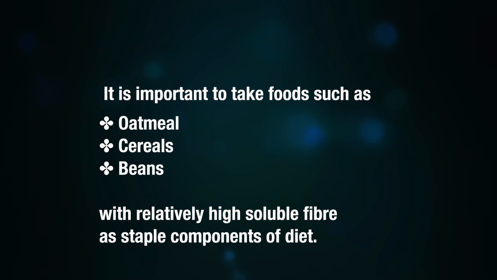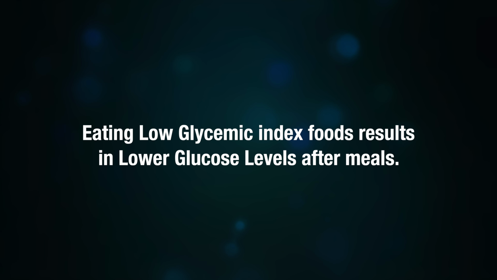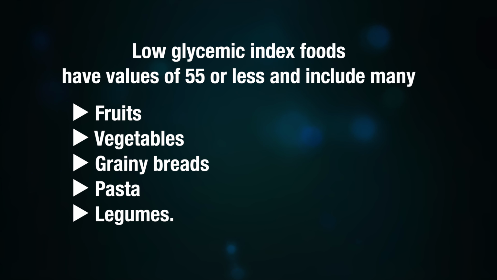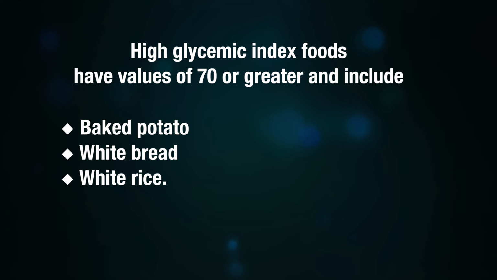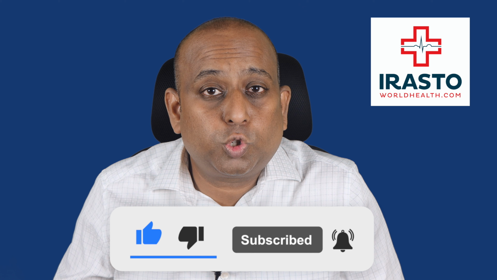Dietary fiber. It's important to take foods such as oatmeal, cereals and beans with relatively high soluble fiber as a staple component of the diet. High soluble fiber helps in having a favorable effect on blood cholesterol levels. Eating low glycemic index foods results in lower glucose levels after meals. Low glycemic index foods have values of 55 or less and include fruits, vegetables, grainy breads, pasta, legumes. High glycemic index foods have values of 70 or greater and include baked potato, white bread or white rice. Glycemic index is lowered by the presence of fats and proteins when consumed as a mixed meal.